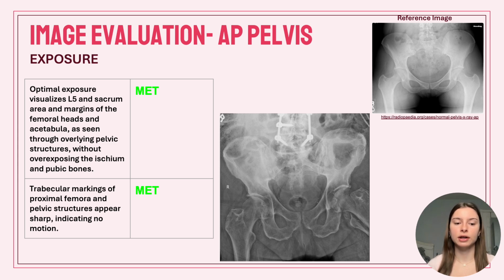And then trabecular markings of proximal femora and pelvic structures appear sharp, indicating no motion. And I also said met for this one because there's no motion, there's no blurring, and the bones look very sharp and crisp, and all the structures are easy to see.